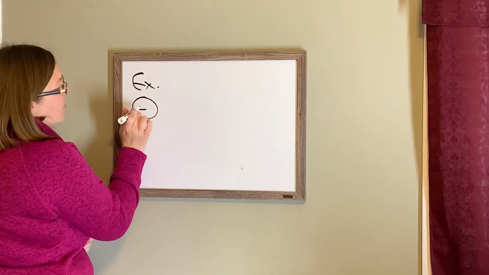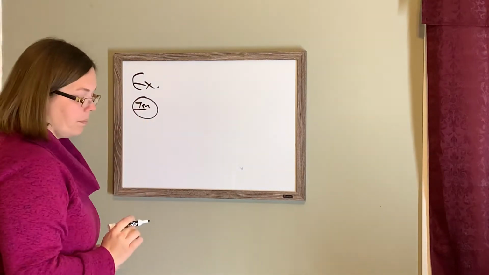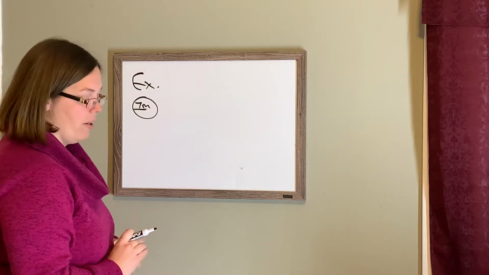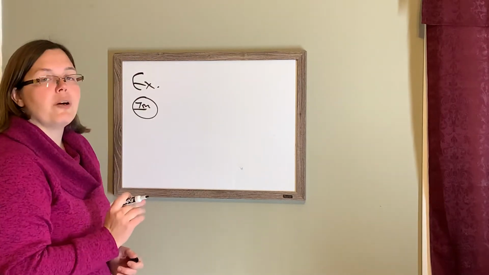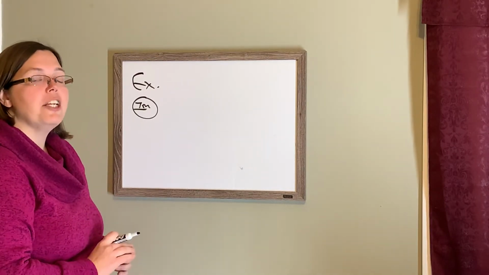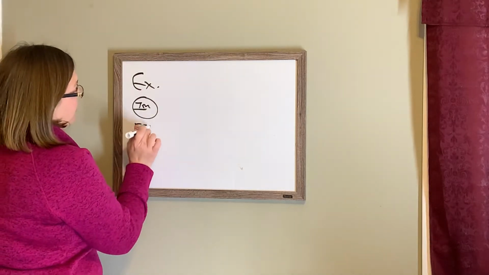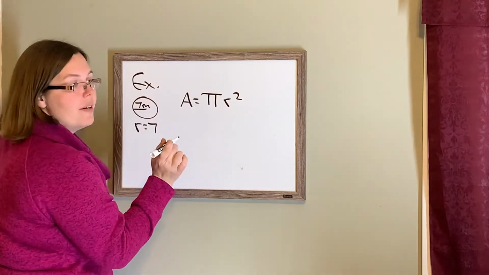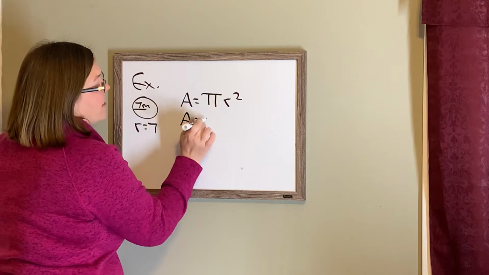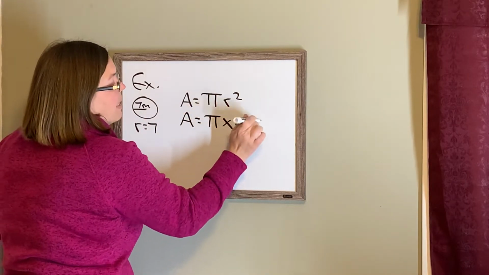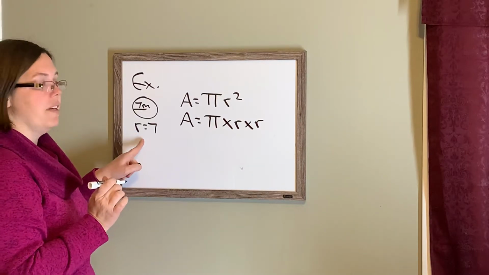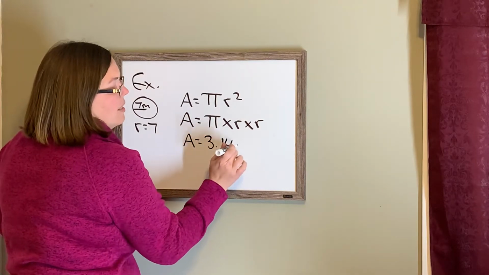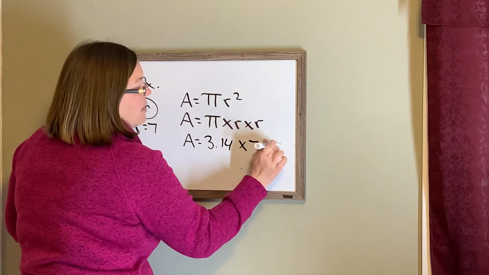I'm given a circle with a radius of 7 meters. I know it's a radius because it goes halfway through the circle instead of all the way across. Since area formula only deals with radius, I don't need to change anything and I can just plug it in. My radius is 7. My formula is area equals pi r squared. It is helpful if you rewrite it as area equals pi times radius times radius. Since my radius is 7, I'm going to plug that in. I also know that pi is 3.14. So I have 3.14 times 7 times 7.